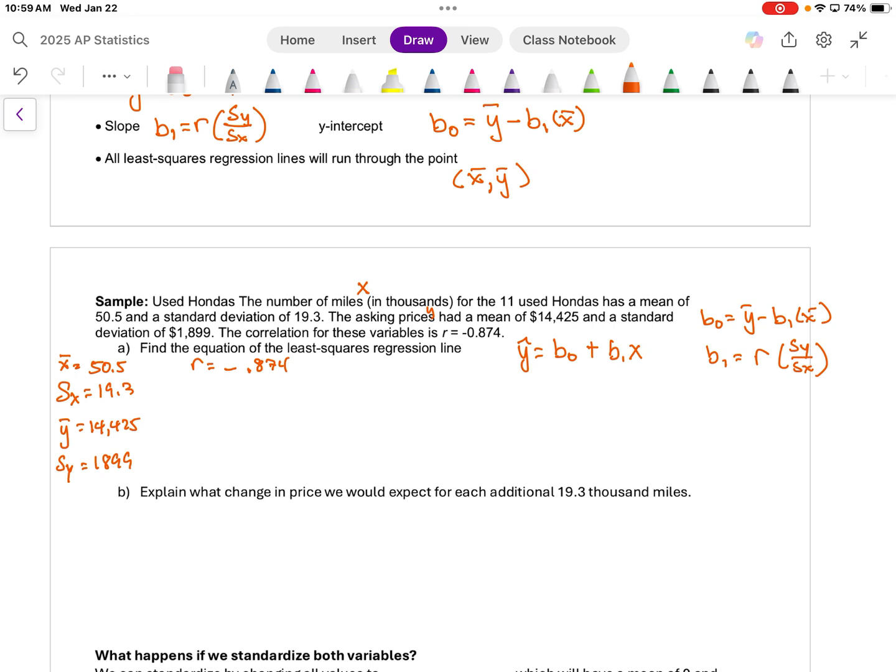All right, so again, we need to find the slope first. The first thing we have to do is find the slope, because we can't find the y-intercept unless we have the slope. So with that in mind, b sub 1 would be equal to negative 0.874 times 1899 over 50.5.